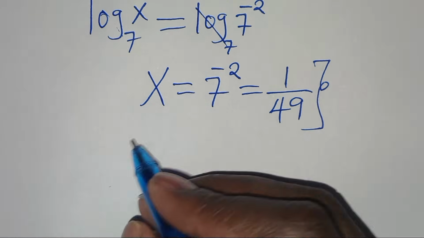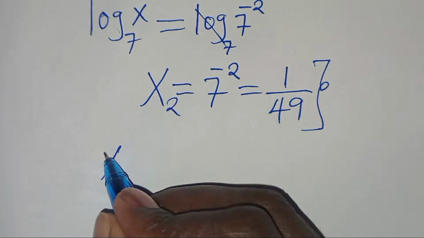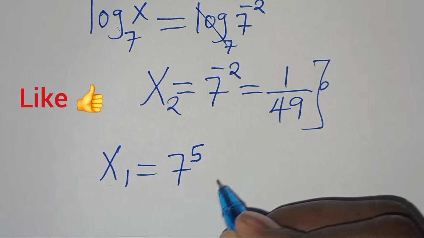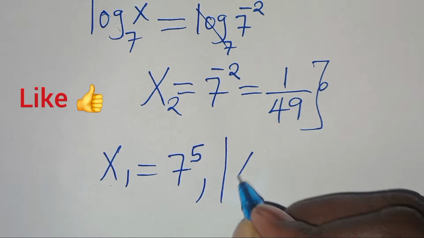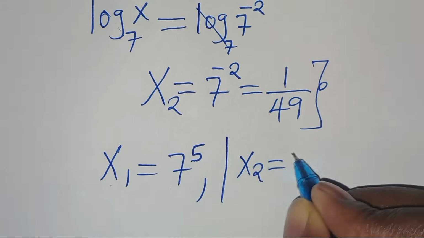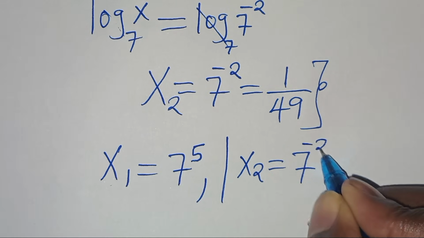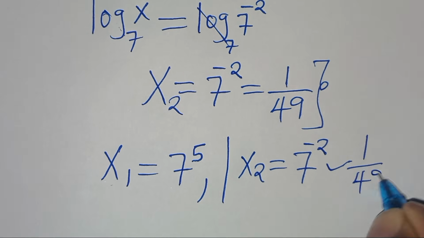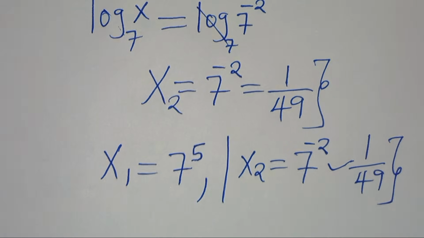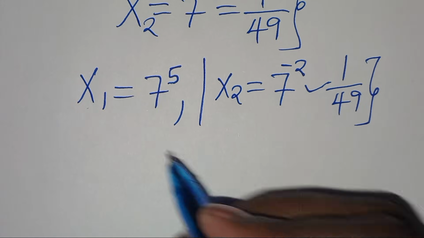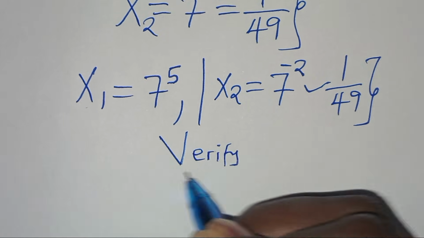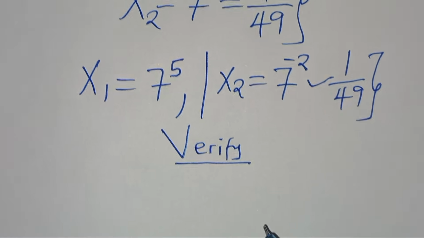So we have x1 is equal to 7 to the power of 5. And here we have x2 is equal to 7 to the power of minus 2, or rather, this is the same thing as 1 over 49. So let's verify from here. Let's start with x1.